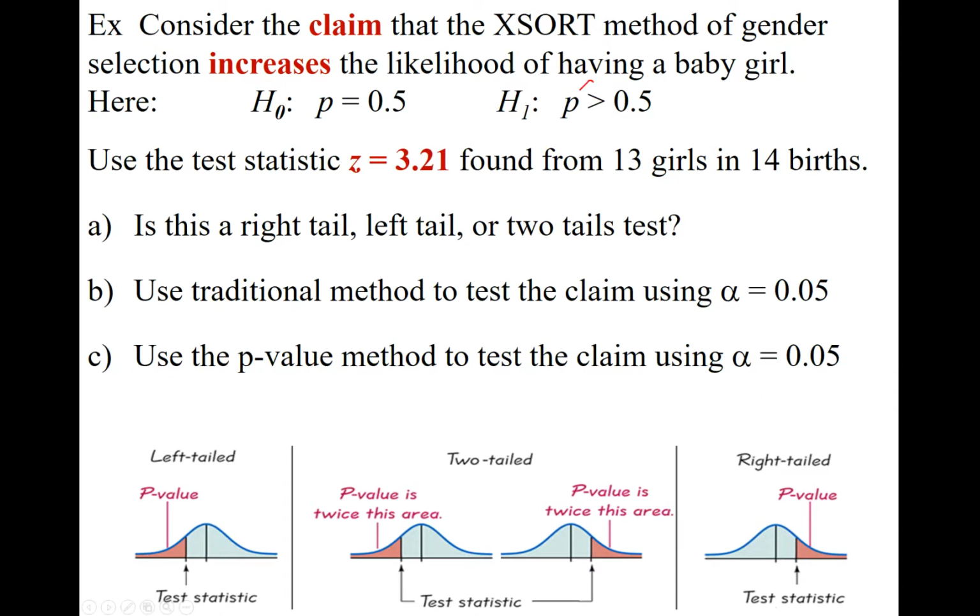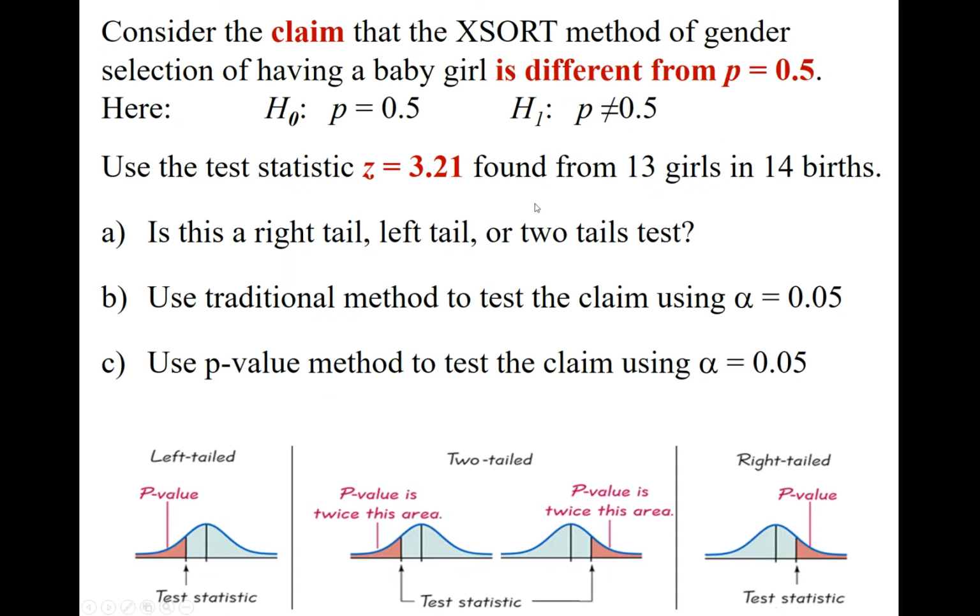In the last video, we showed how to use the traditional method and the p-value method to test this claim for this right tail test. Now I would like to continue from there. Suppose this time I purposely change this to a two-tail test and want to show you what you do to use the traditional method and the p-value method to test this two-tail claim.